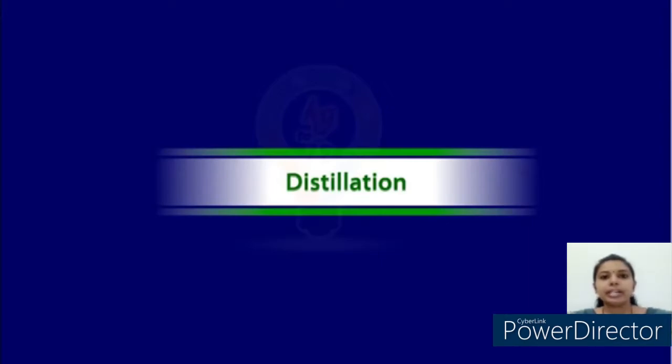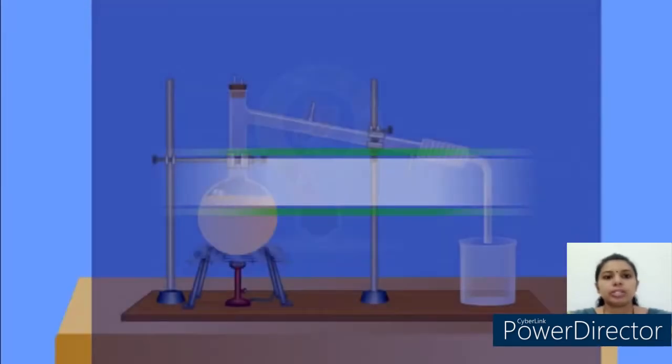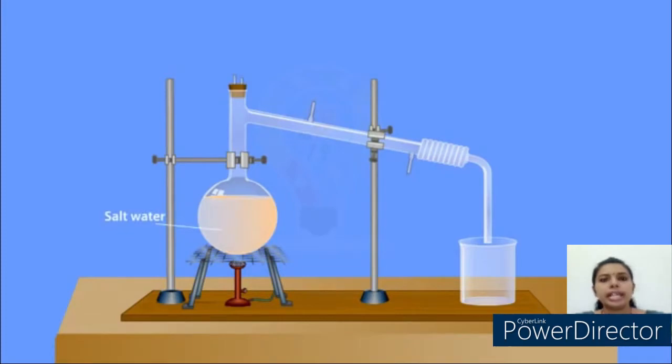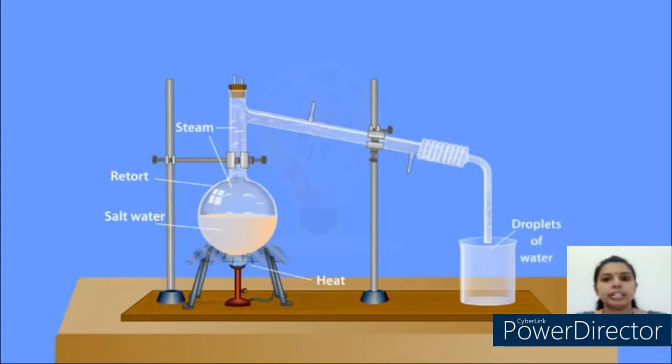Distillation is a method of obtaining pure liquid from a solution. In this process, the solution is heated so that the liquid evaporates. Take some salt water in a retort or flask and heat the flask till the steam comes out of it. We will see the steam getting collected inside the beaker in the form of droplets of water.